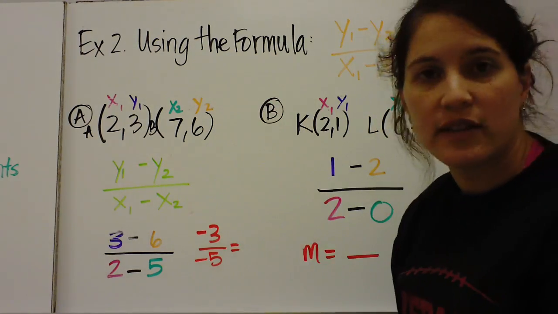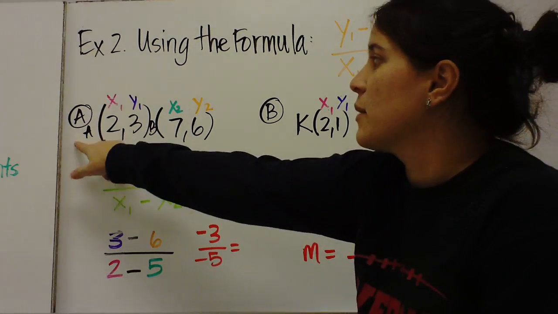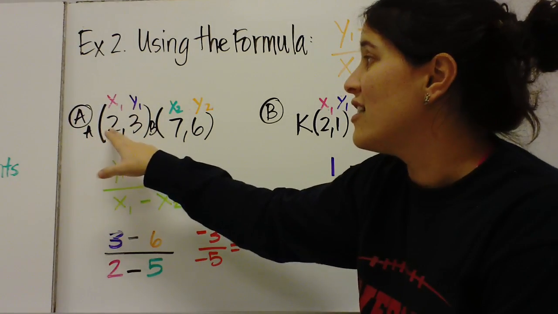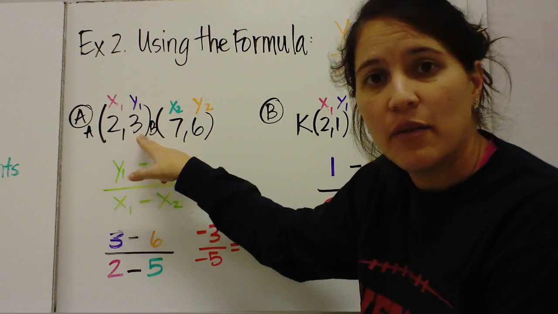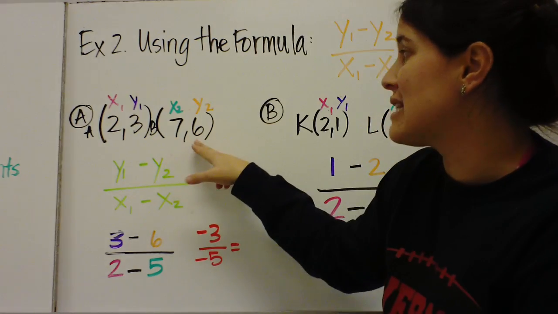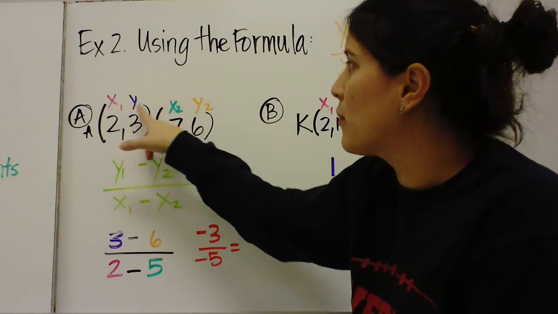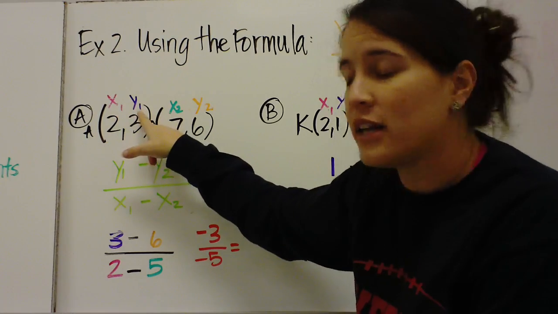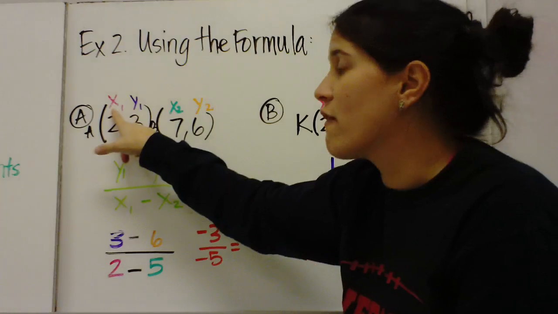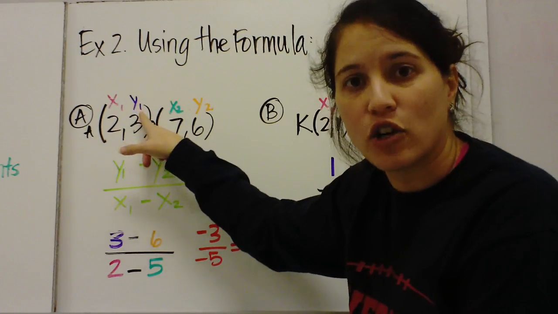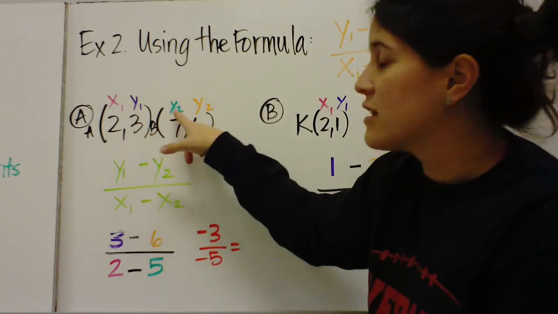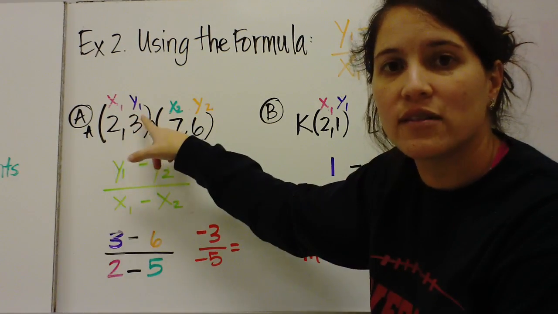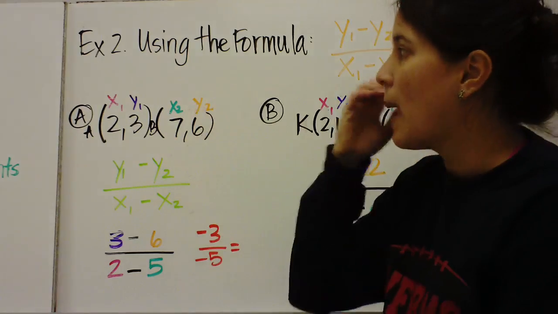So I've kind of worked some of these out for you already. Example A, we have 2 points, A and B. Point A is (2, 3), and point B is (7, 6). Now you see up here in pink, purple, green, and orange, I just write down real quick x1, y1, x2, y2. So this is the first x coordinate, the first y coordinate. This is the second x coordinate and the second y coordinate. So x1, y1, x2, y2.